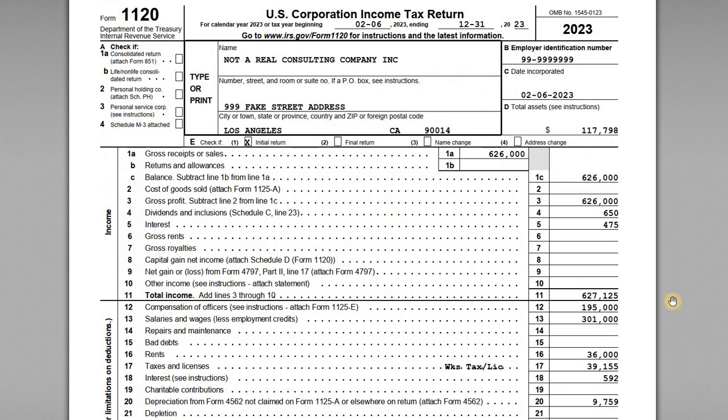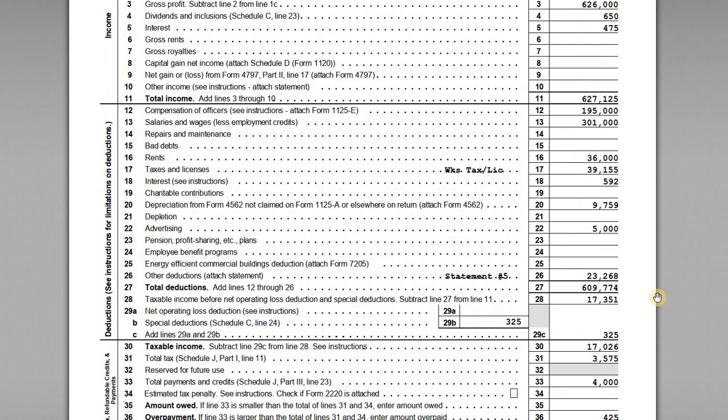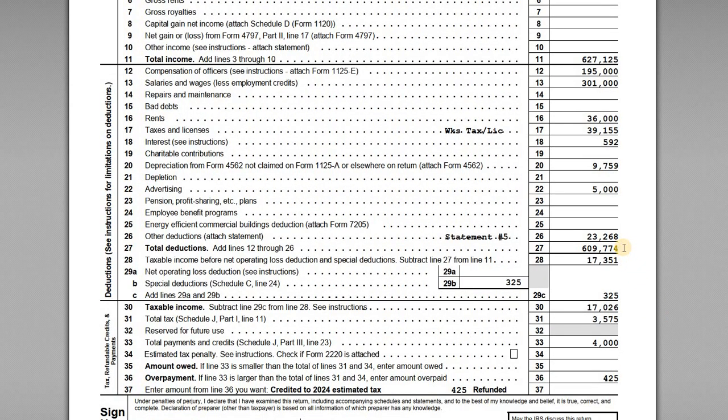So if we have a look at the original return, we can see our total income was $627,125. Our total deductions here are actually going to be the line 27 amount plus our DRD.